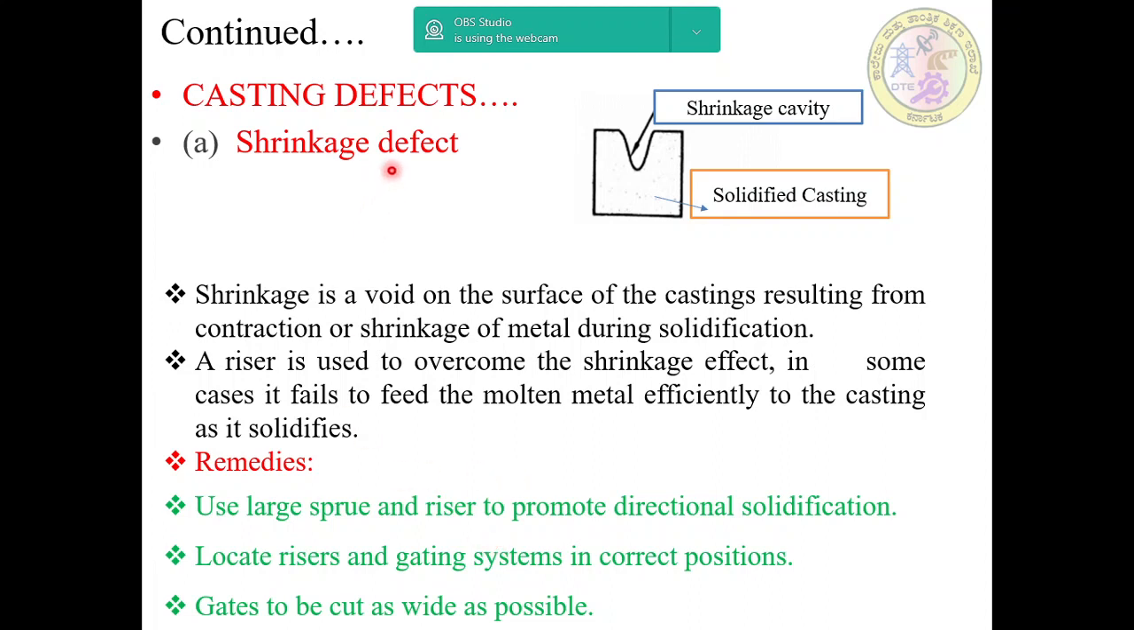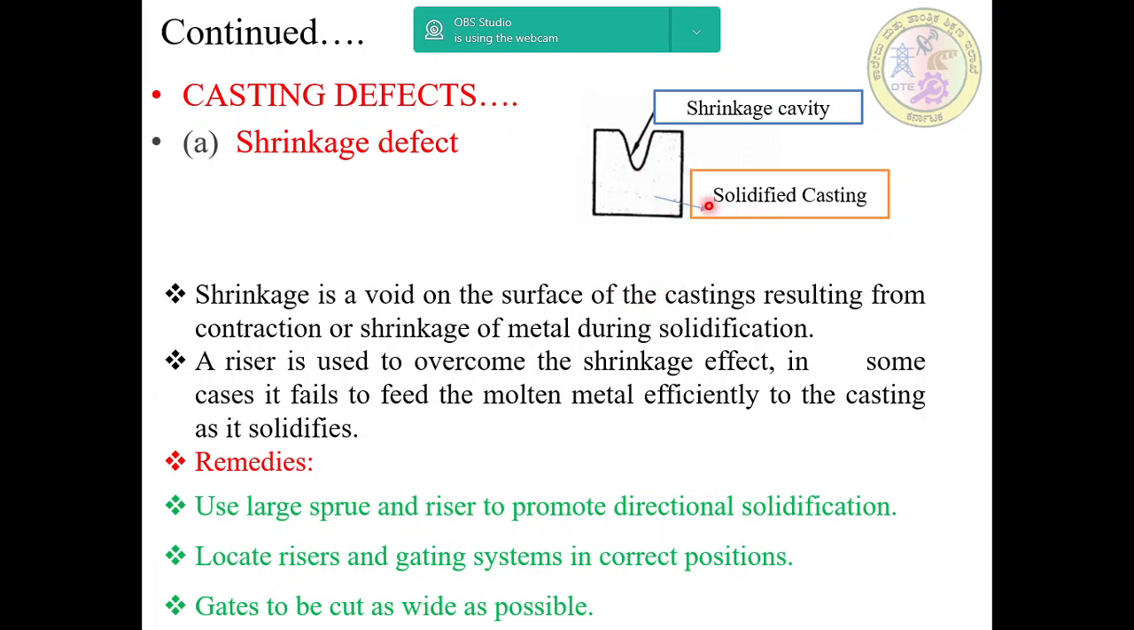First one, we will take shrinkage defect. Here, shrinkage is a void on the surface of the castings resulting from contraction or shrinkage of metal during solidification.